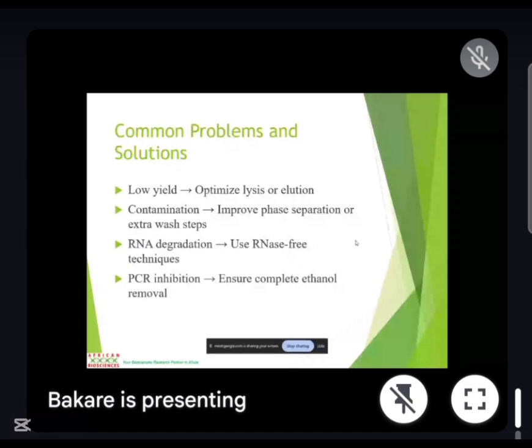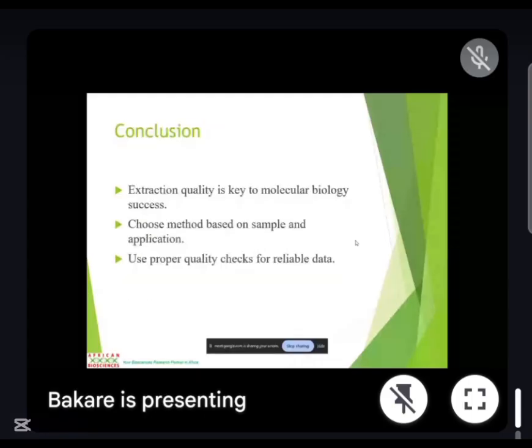If it's RNA degradation, number one, you have to ask yourself, did I use RNA-free equipment? And if it's PCR inhibition, ensure complete ethanol removal. So maybe after you have run your PCR, the bands were not as great as they should be, then you have to start again. Make sure that you get it right.